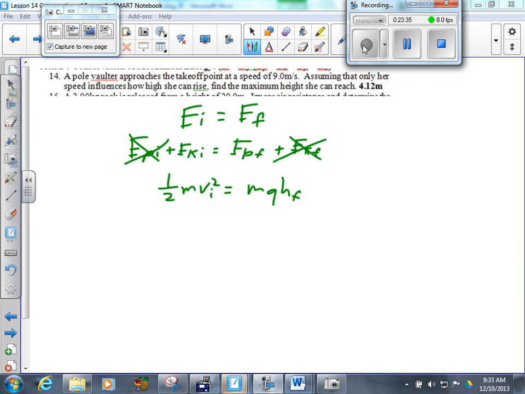Let's go back here to something we probably should have done first. Givens. Initial velocity, 9.0 meters per second. And that's it, that's all we're given. We know G. G is 9.81. Why don't I have to give you the mass of the pole vaulter?